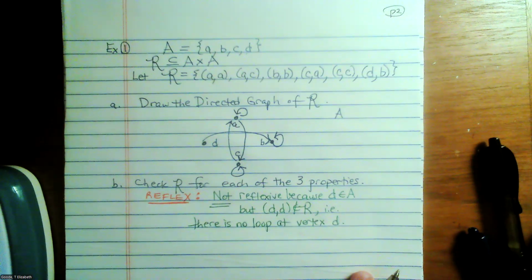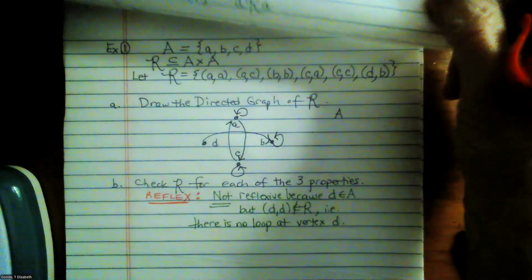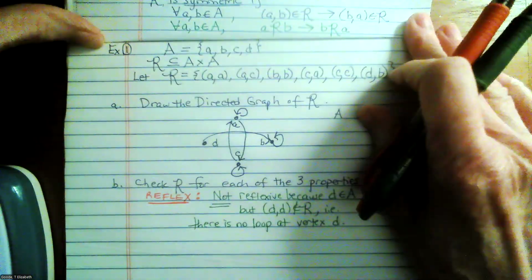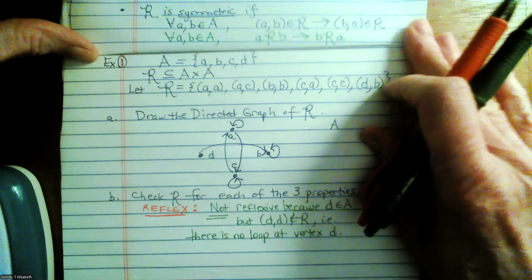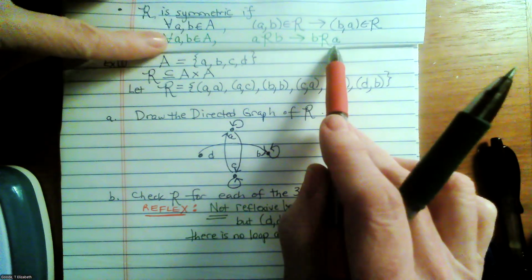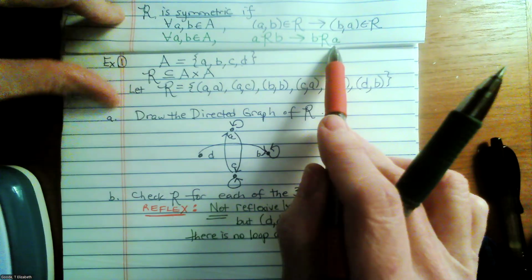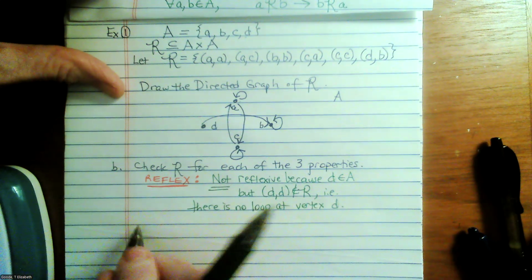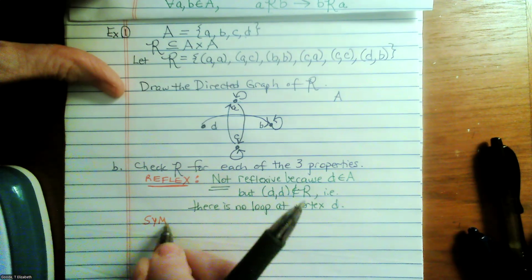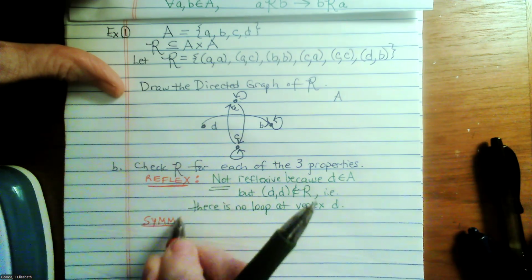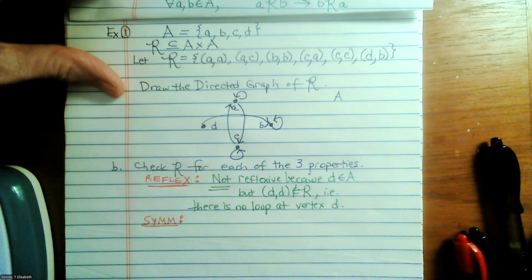All right. So now let's think about symmetry. Here's our definition of symmetry. If A is related to B, in other words, if we have an edge from A to B, we need to turn around and have an edge from B back to A. Whenever there's an edge from X to Y, we need an edge from Y back to X. Do we have that here, Sean?